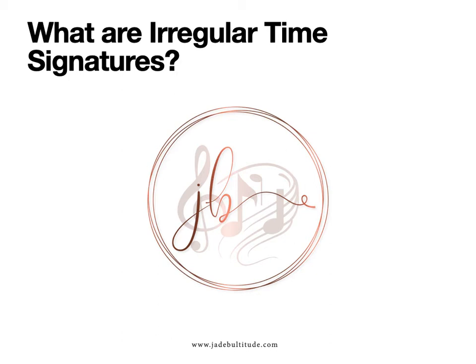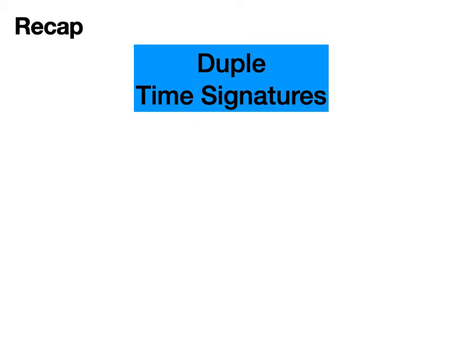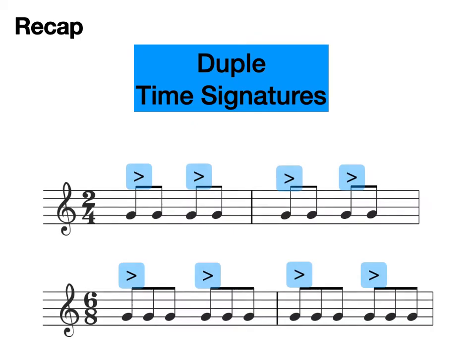Today we will be looking at what irregular time signatures are. But first, let's recap what we know already. Last time we learnt about duple time signatures.